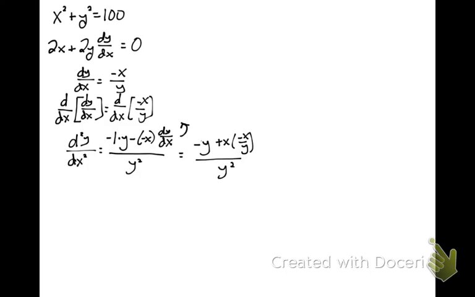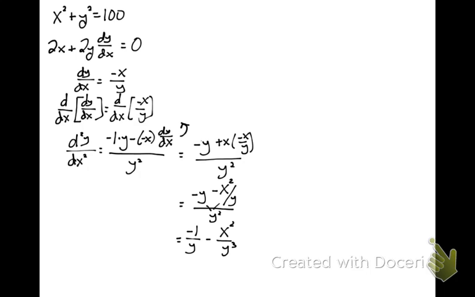And I'll clean this up a little bit. So this is (negative y minus x squared over y) all over y squared. And to clean this up a little bit more, I'm going to divide both pieces by y squared, so this will be negative 1 over y minus x squared over y cubed.